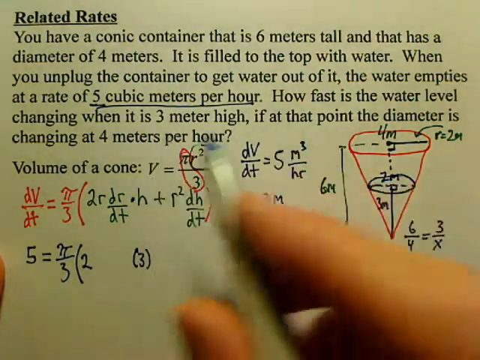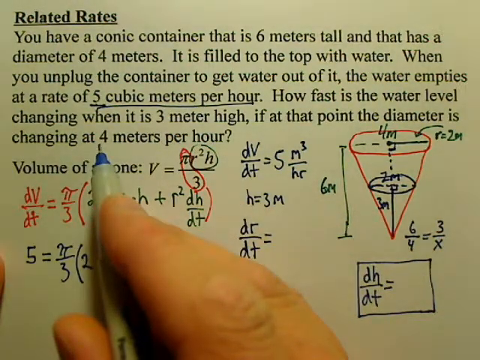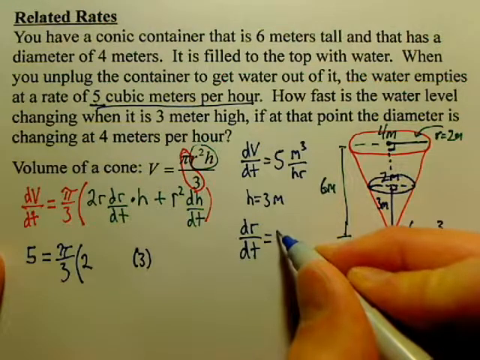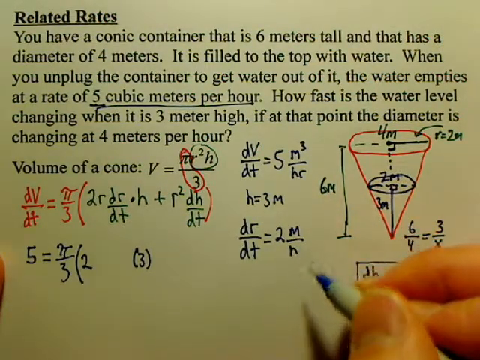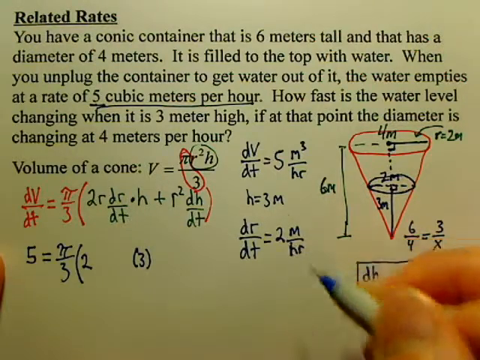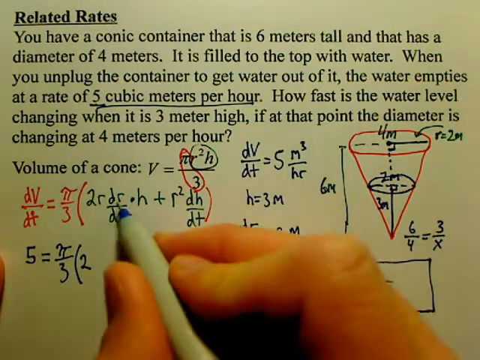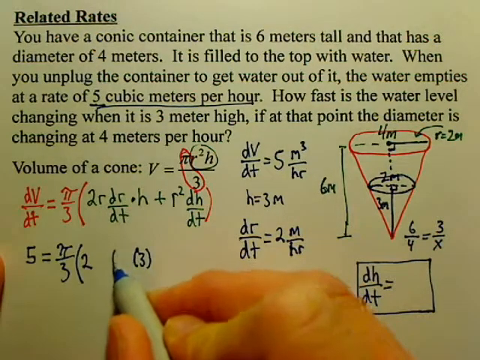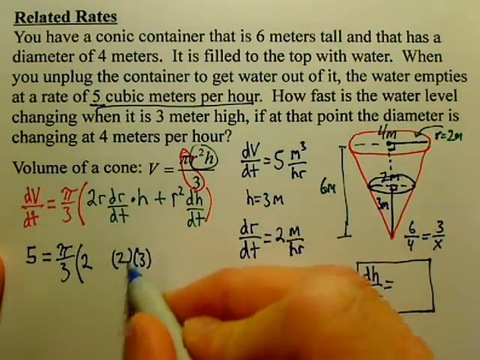Can you think about that? What is the radius changing at if the diameter is changing 4? Well, isn't the radius half the diameter? So wouldn't the radius be changing at 2 meters per hour? Okay, so we have dv dt, dr dt. Okay, dr dt right there. So what is that going to be? We said dr dt is 2, so I could plug a 2 right there.